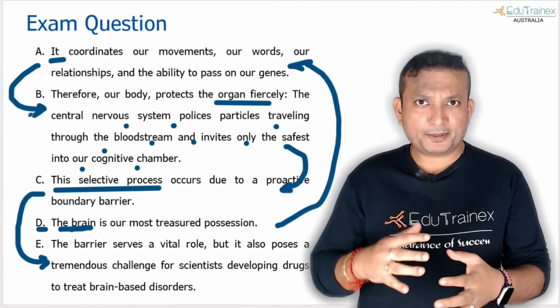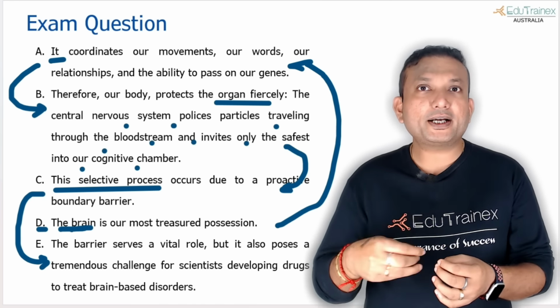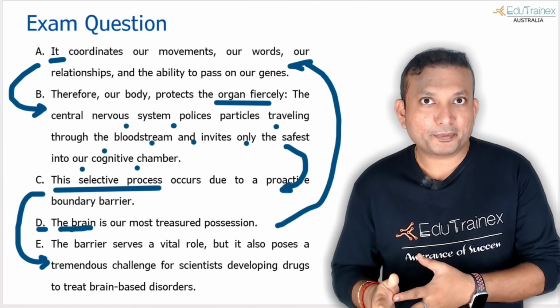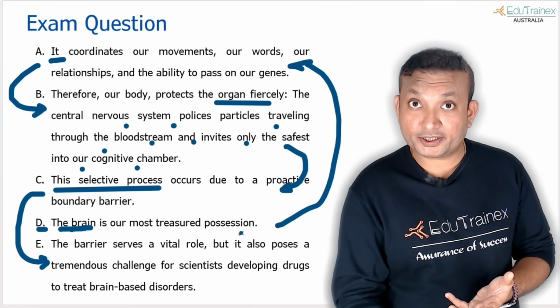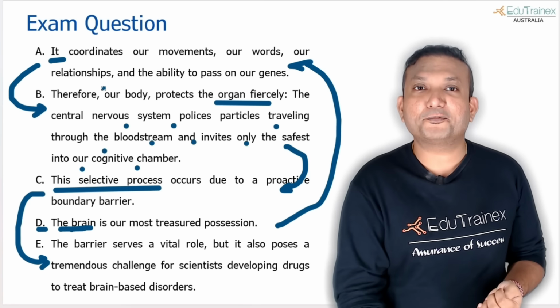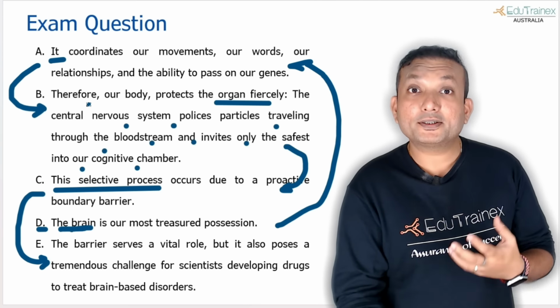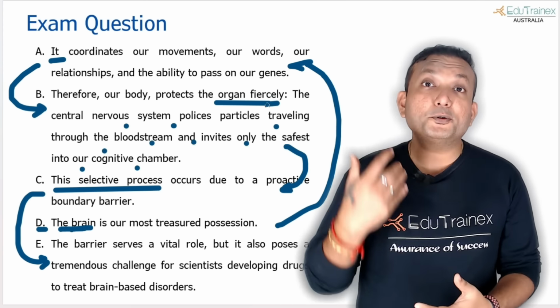Now what happens sometimes in a paragraph, when we start talking about any noun, we try to add some supporting details before we deviate away from the topic. So exactly the same thing is displayed over here. The brain is our most treasured possession. Then it gives you some supporting information. It coordinates our movements and whatever is given to you. Therefore, our body protects the organ fiercely. The organ, pointing to the brain.